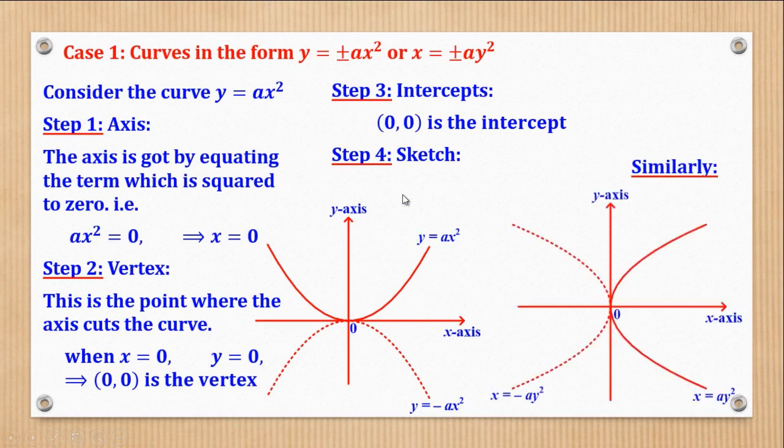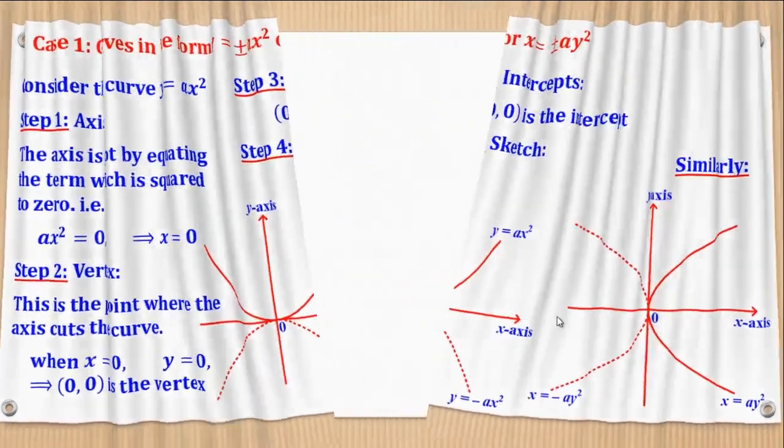Similarly, on the other hand, curves in the form x equal to plus or minus ay squared can be drawn in this form. So this is when the coefficient is positive on y squared, and this is when the coefficient on y squared is negative.